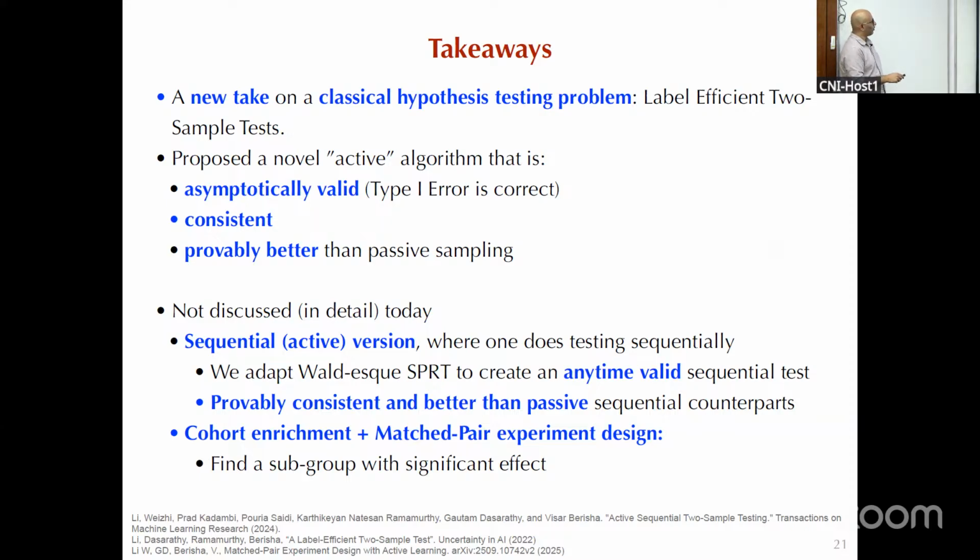What I couldn't go into detail about, which I just flashed one slide about, is the sequential version, which clearly people are interested in, so I should have started with that, but maybe next time. We adapt the Wald-like sequential probability ratio test, SPRT, to create an anytime valid sequential test, so that you can do this sequentially, and also this cohort enrichment and matched pair stuff.